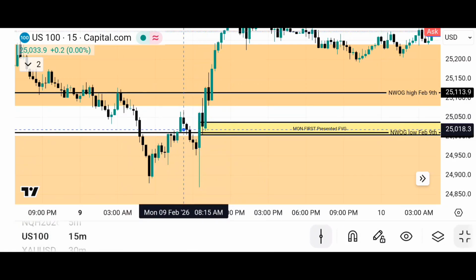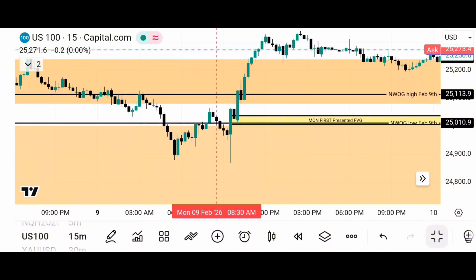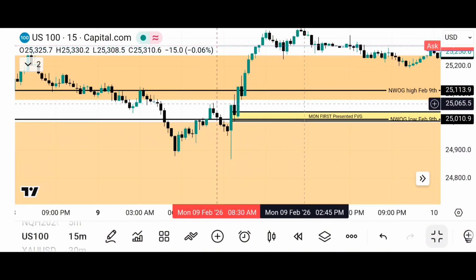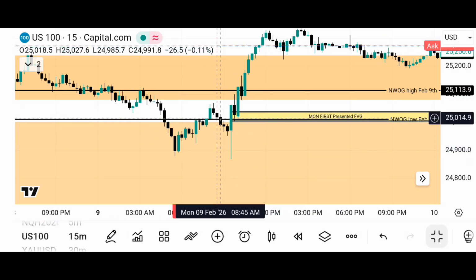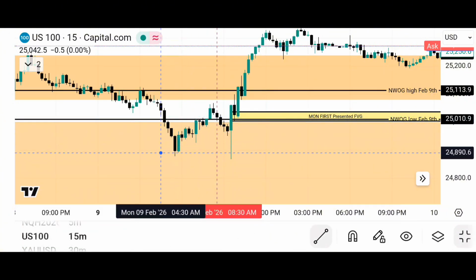So let me mark out 8:30. Okay, so this 8:30 candle marked with this broken vertical line. Okay, and after 8:30, you can see this drop down in price. Okay, trading below this low right here.